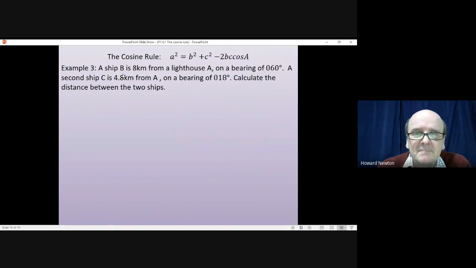So a ship B is 8 kilometers from a lighthouse A on a bearing of 60 degrees. The second ship C is 4.8 kilometers from A on a bearing of 18 degrees. Calculate the distance between the 2 ships. Now, a quick reminder on bearings, in case it's a long time since you've done them. The bearing is an angle, and it's the angle measured clockwise from due north. Have a go at this yourself, and then when you're ready, come back to me again.